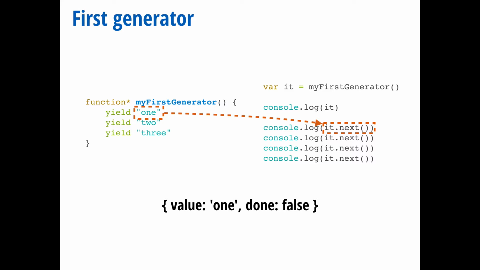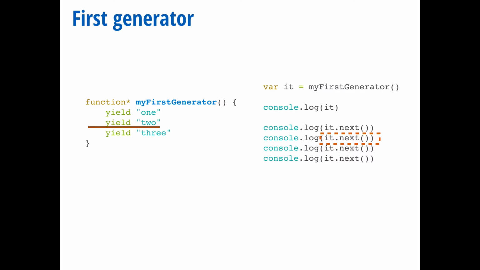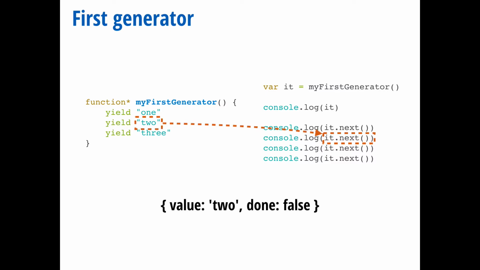I'm not finished. Now the code is waiting here at this yield 1. It's stopped, it's not running at all. Then if we call next again, it will run until the next yield, and this 2 that is yielded is the value that we can see in the console. So 2 and done false.